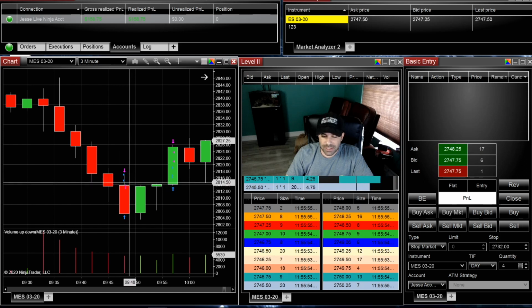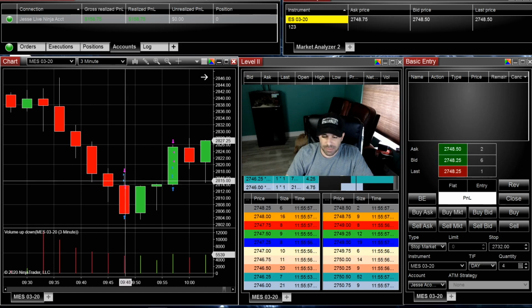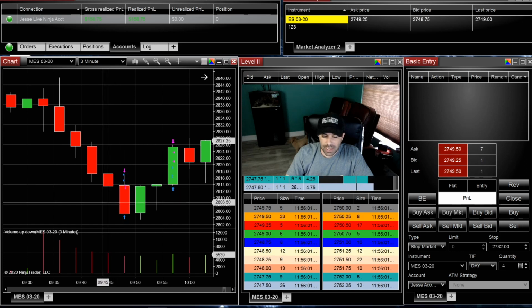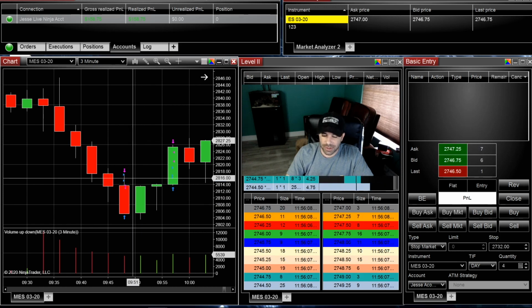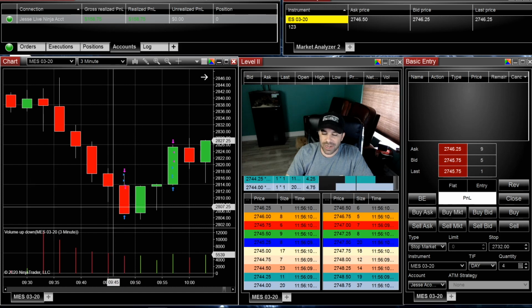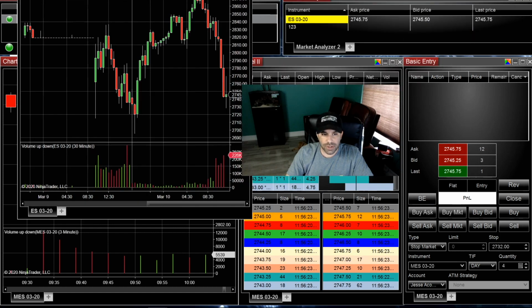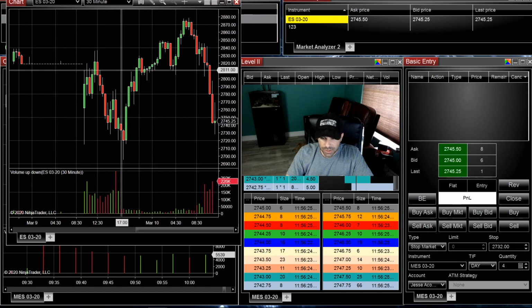I was basically anticipating the bounce of this 2815 area here, because we came all the way down here to 2808, which is the 2810 area. The 2810 area was previous support. Let me see if I can get that over here so I can show it to you. 2810. Here we go. Get this chart. So here's the 2810 area.